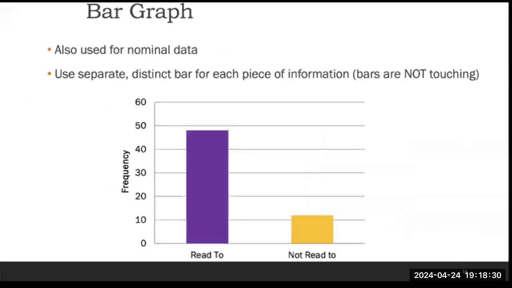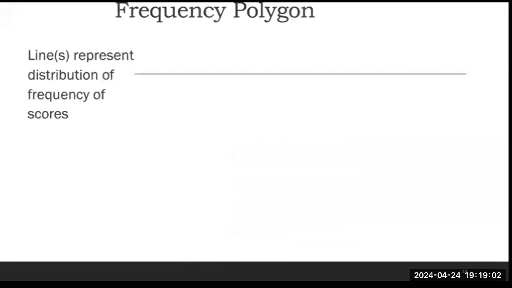A bar graph is another way that we represent data. We use that again for nominal data. It's important to notice it's a distinct bar for each piece of information. The bars do not touch in a bar graph. Here we simply have two different colors that represent whether children were read to or not read to. And on the y-axis, the vertical axis, we simply indicate the frequency. An easy way to represent data.